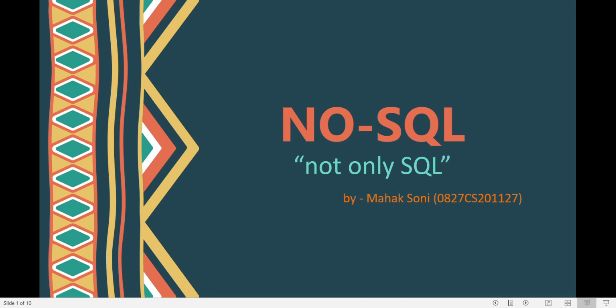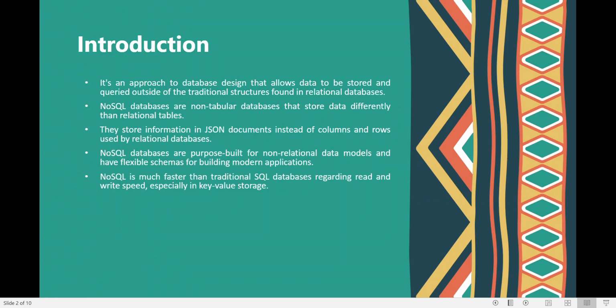What is NoSQL? NoSQL is nothing but not only SQL. Let's see the introduction. It is an approach to database design that allows data to be stored and queried outside of the traditional structures found in relational databases. NoSQL databases are non-tabular databases that store data differently from relational tables.